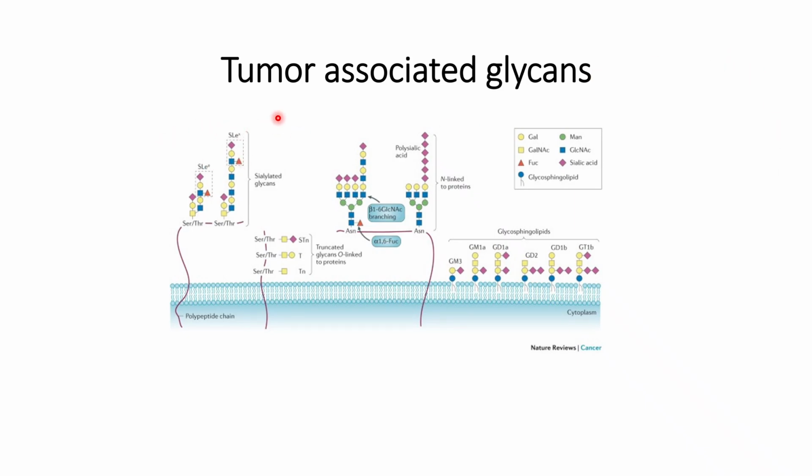In this video, we will discuss tumor-associated glycans. In our previous videos, we discussed the glycans in general that are overexpressed on the cancer cells. From our previous discussion, we know that one of the common glycans overexpressed on the cancer cells are the sialylated glycans.